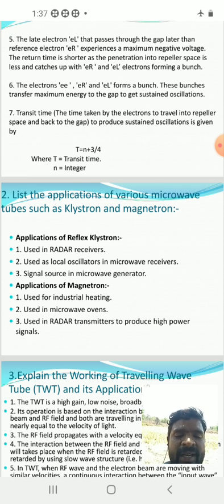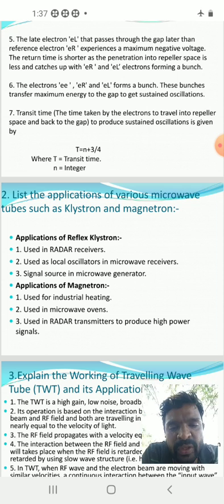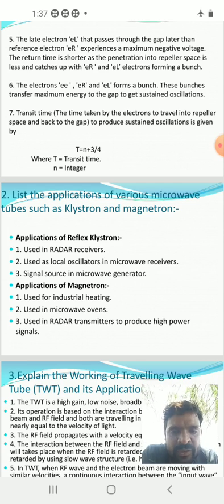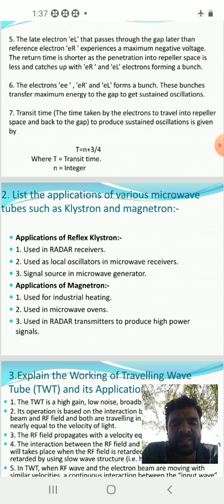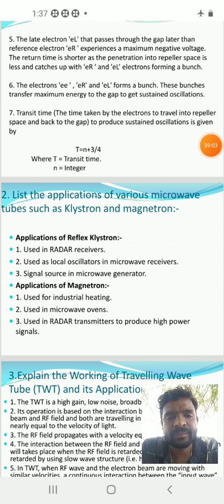In this way heat is produced in magnetrons. So the applications of magnetrons are mainly producing heat, used for industrial heating, used in microwave ovens, and used in radar transmitters to produce high power signals. These are the applications of magnetron.